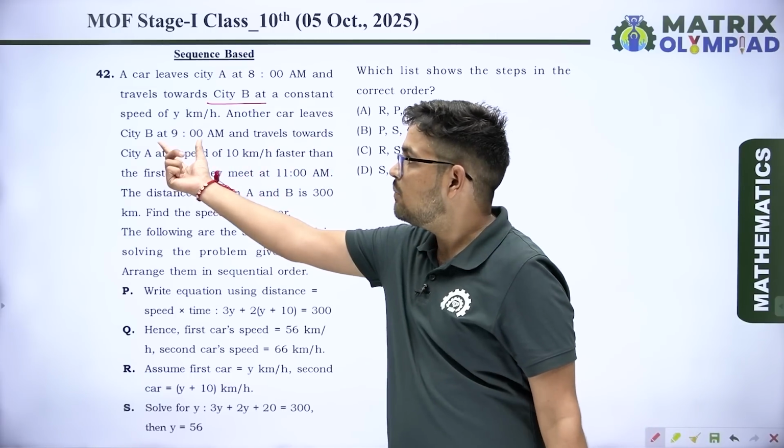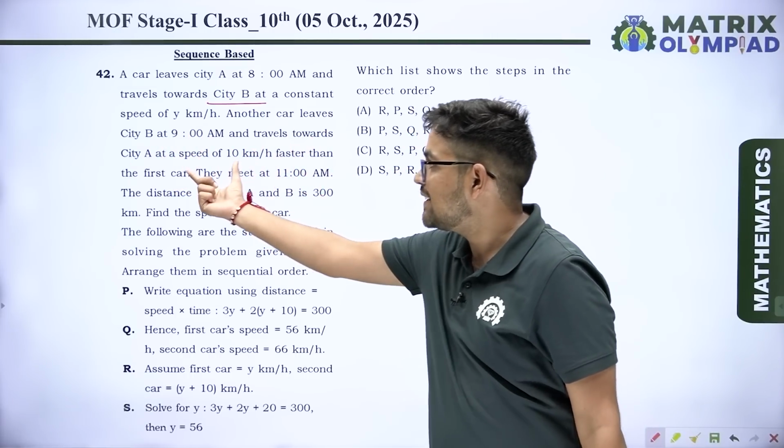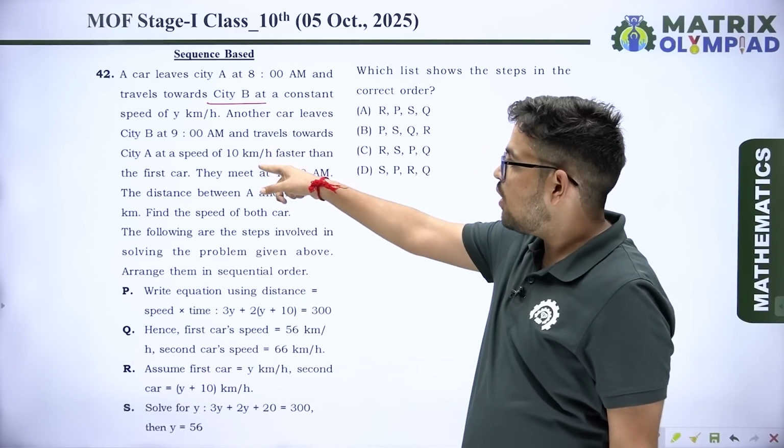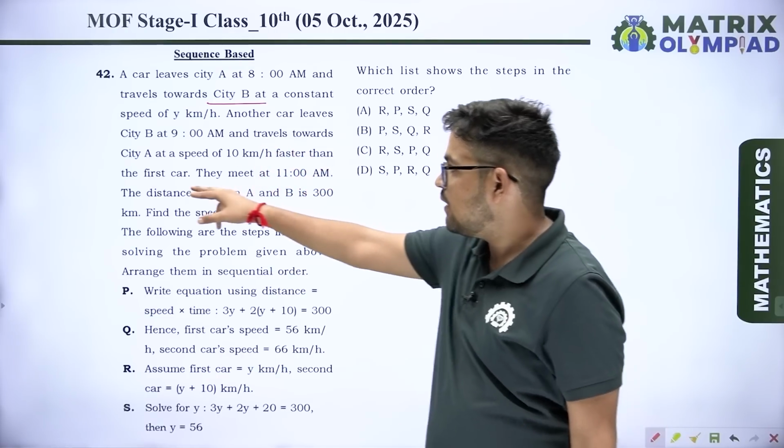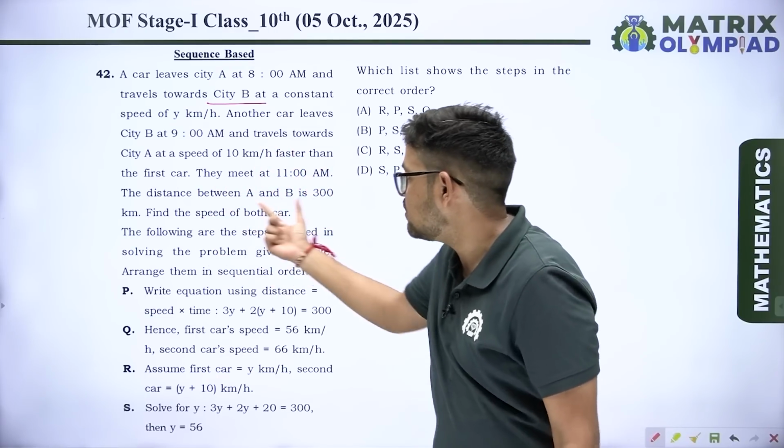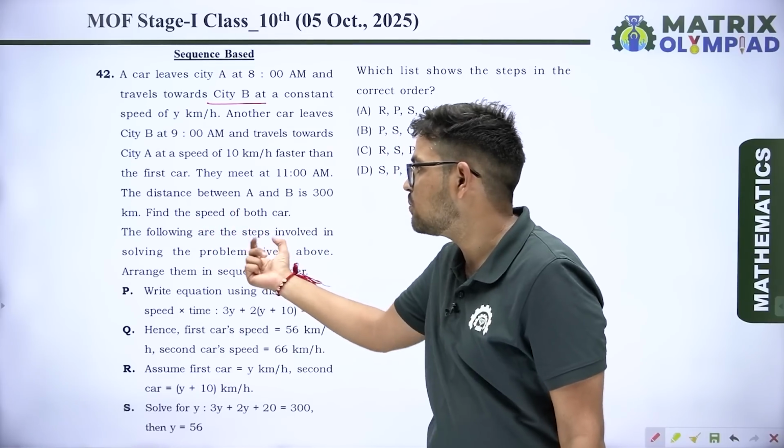Another car leaves city B at 9 AM and travels towards city A at a speed of 10 km/h faster than the first car. They meet at 11 AM. The distance between A and B is 300 km. Find the speed of both cars.